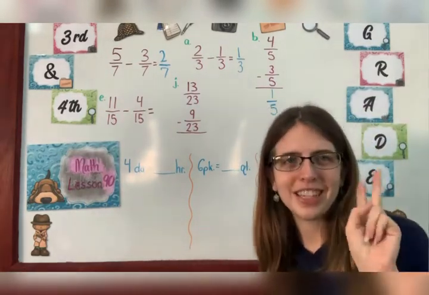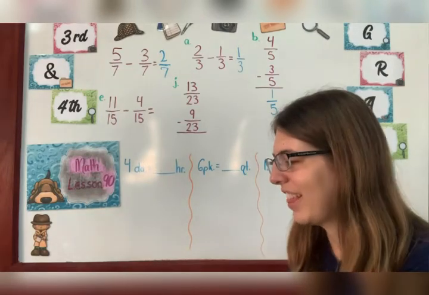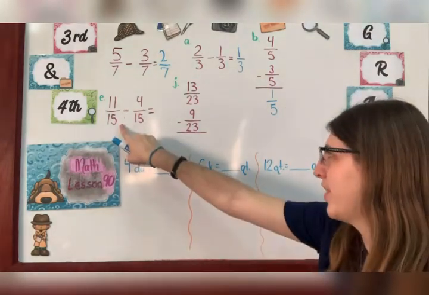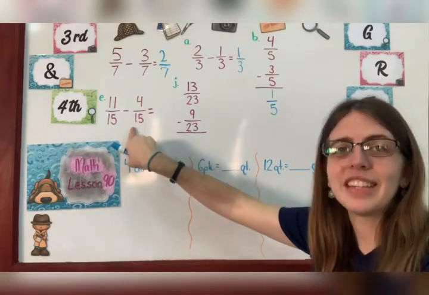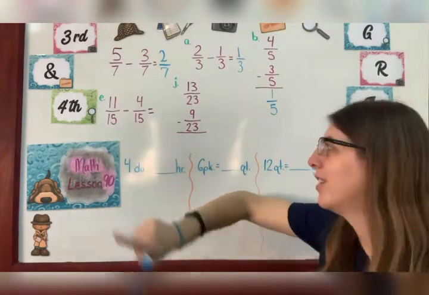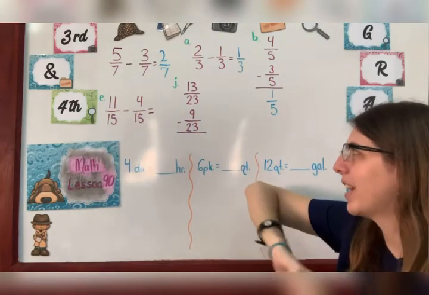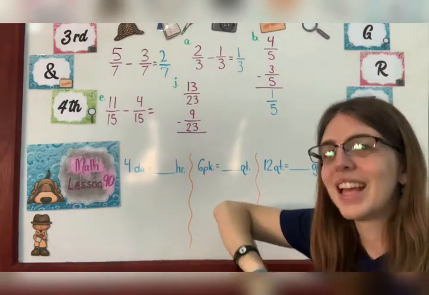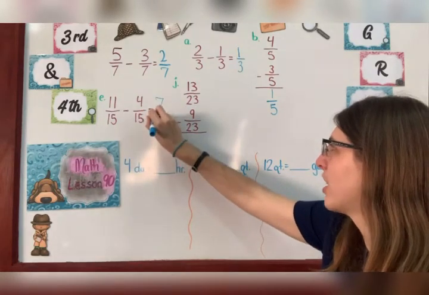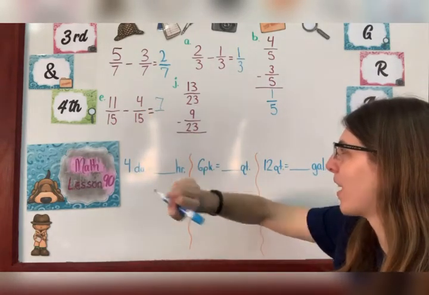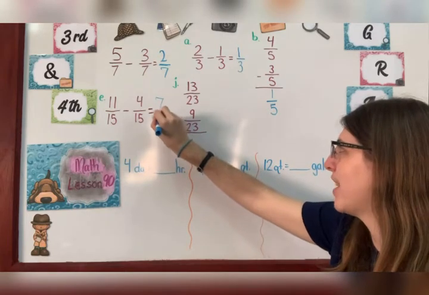Okay, I want to skip over to letter E. You need to do letter C and D on your own. Letter E is 11/15 minus 4/15. Well, it's still the same, even though our numbers got a little bigger. 11 minus 4 is 7. Excellent. And what should our denominator be? It stays the same, 15.